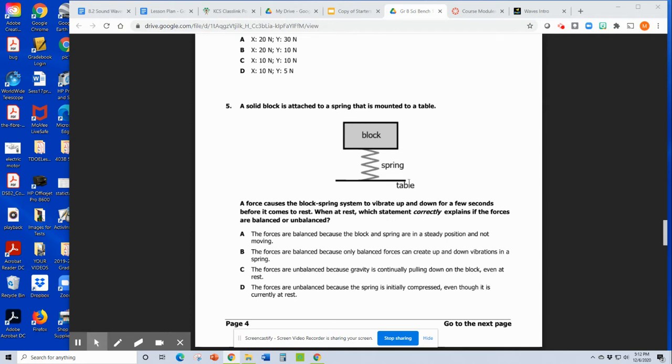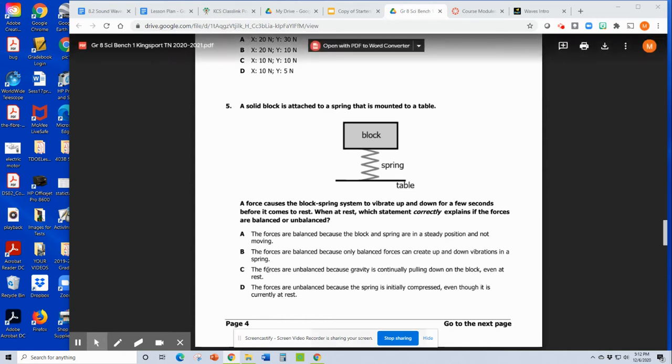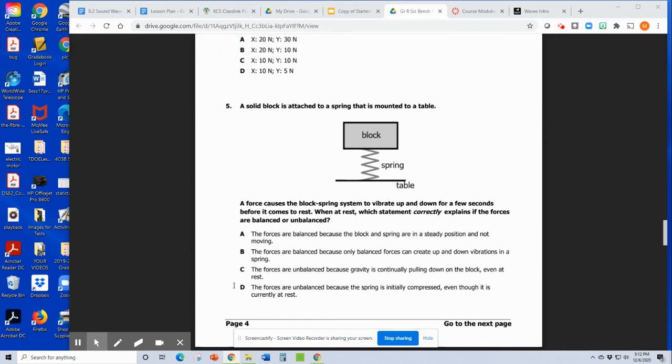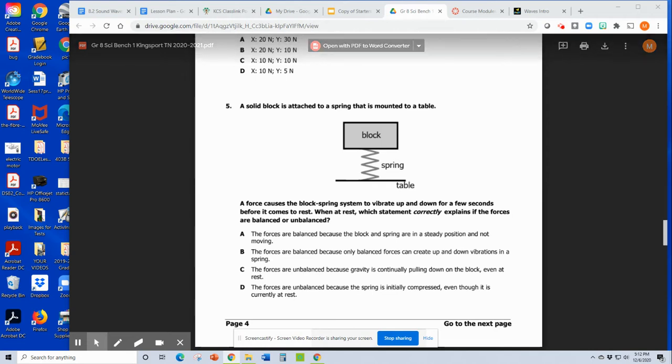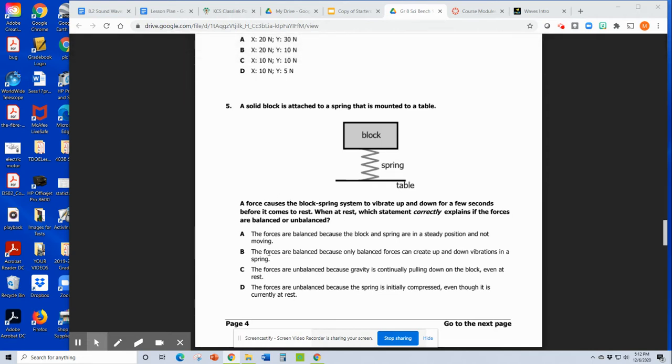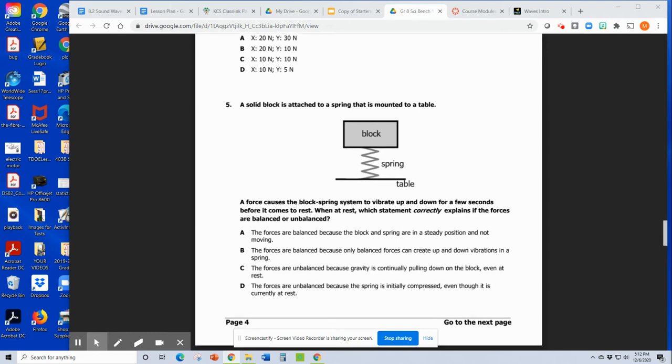All right, so that means when I look at these answer choices, I can automatically get rid of C and D. They both start out with the forces are unbalanced. I don't have to worry about those at all. It has to be A or B. The forces are balanced because the block and spring are in a steady position and not moving. The forces are balanced because only balanced forces can create up and down vibrations in a spring. So the correct answer is A. They're balanced because the block and spring are not moving.